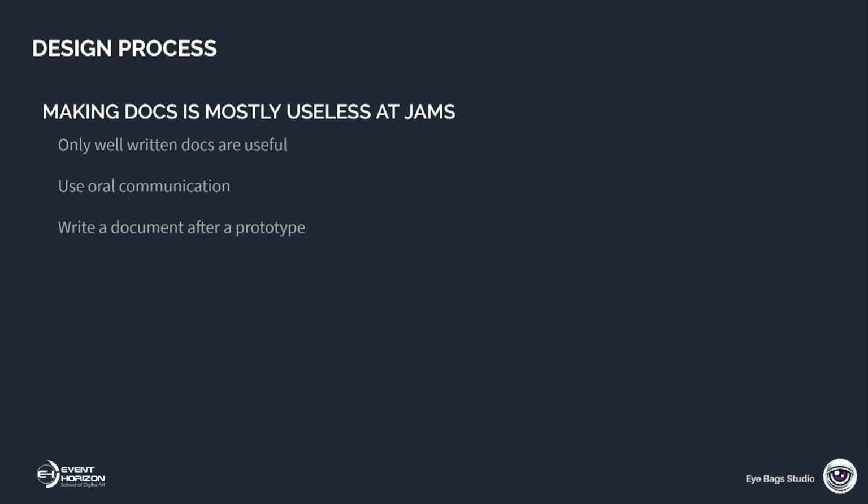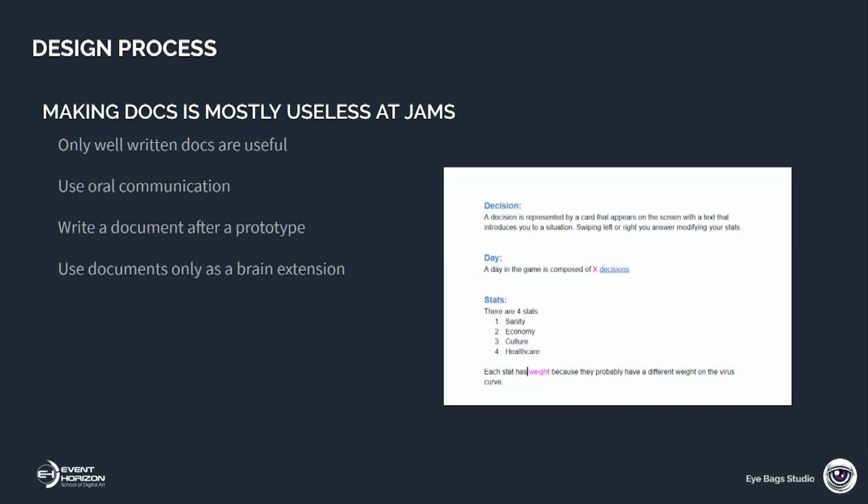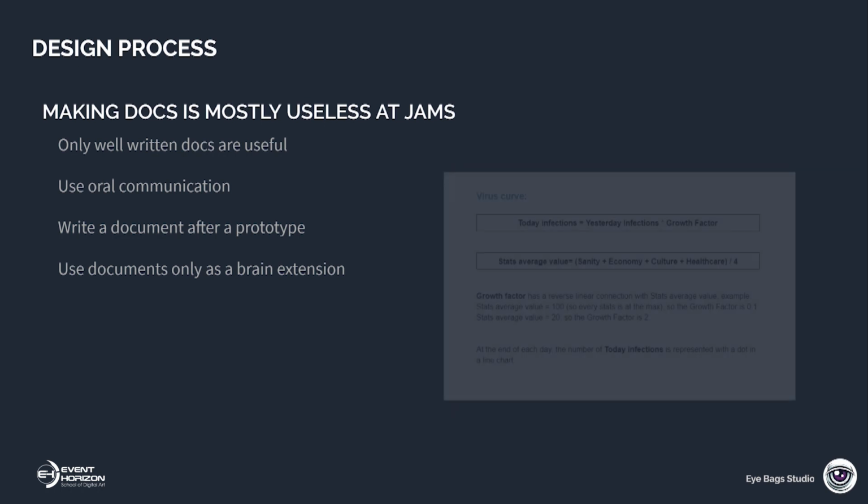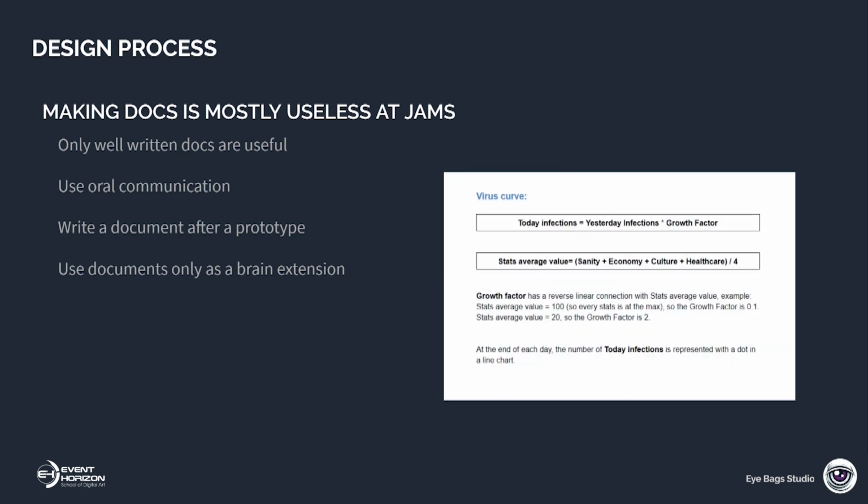In my opinion, making docs at jams is useful only for one case, to write down formulas and other difficult stuff to remember, so you keep the brain free and you don't have to remember this information. So you use the document as an extension of your brain to remember stuff when required. We used in fact a document only for a short description of the basic elements in the game, so every team member could read and remember what is an element and how it interacts with the others. And most importantly, we used the document for the formulas because they are difficult to keep in mind.